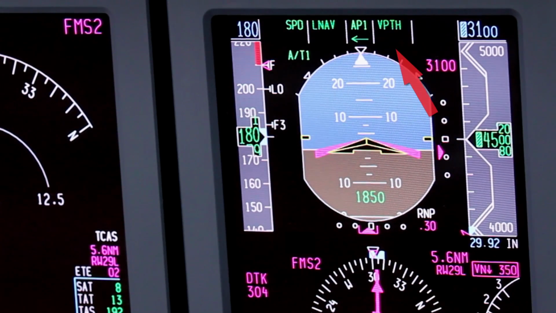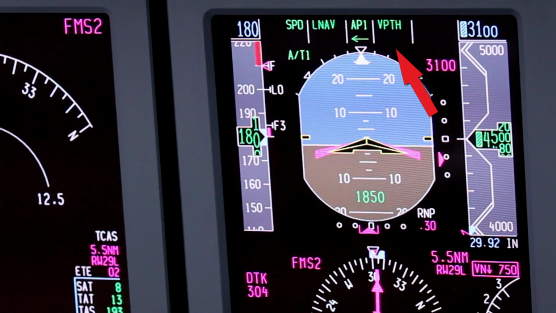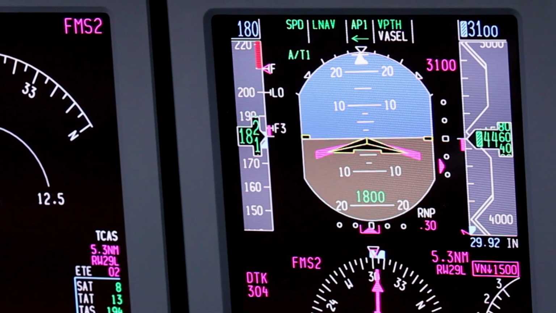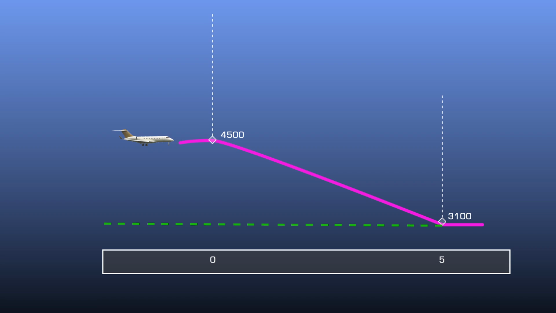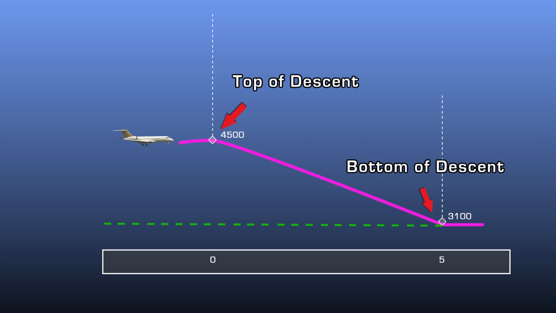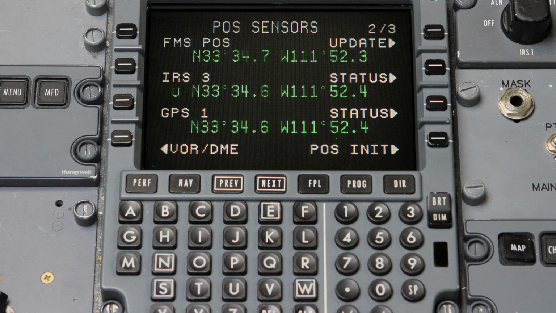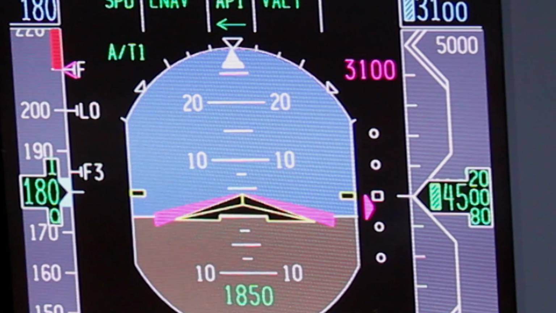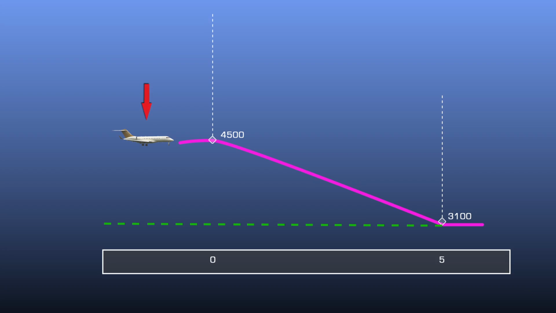VPath is a function of VNAV. VPath creates a vertical descent path to a waypoint by calculating a top of descent point. This process results in a constant flight path angle from the top of descent point to the active waypoint altitude constraint, also known as the bottom of descent. VPath uses FMS position data and barometric altitude to determine the position of the aircraft in relation to the vertical descent path.